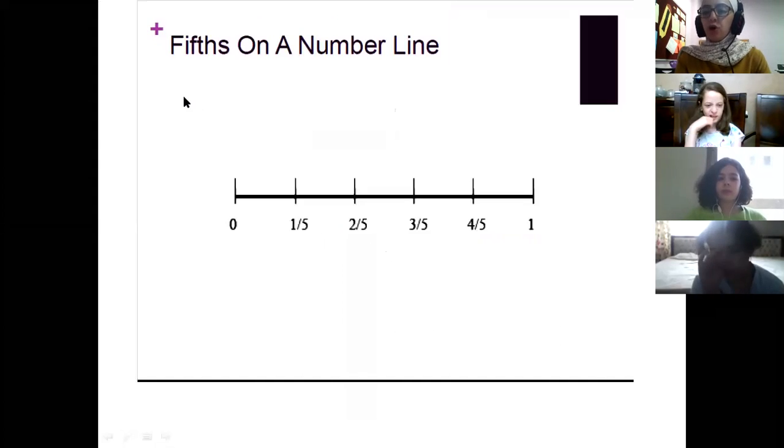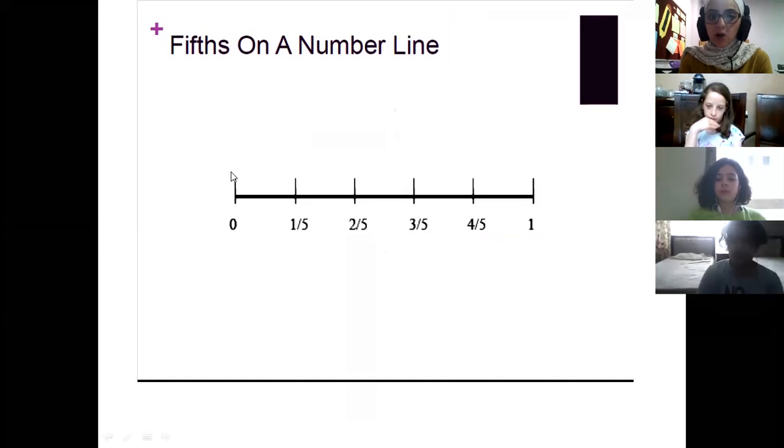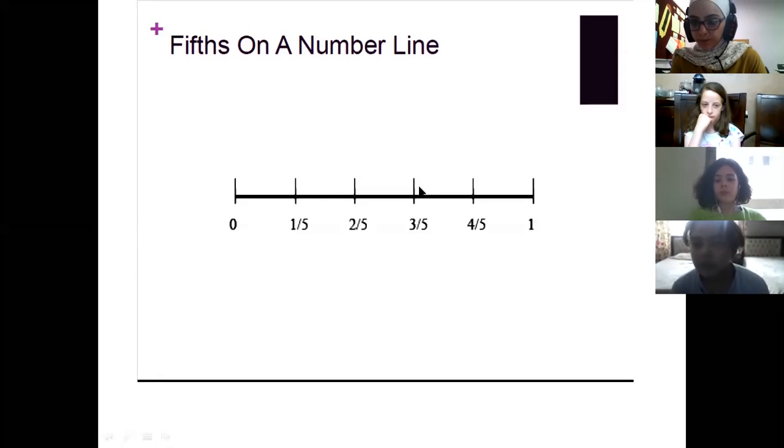This is fifths on the number line. Fifths means 5 parts on the number line. So you start to see all the number lines are between 0 and 1. Since it's fifths, we should have 1, 2, 3, 4, 5 parts on the number line. And as you see, all the parts are equal, the same. We can't have one small part and one very long part. No, all the parts on the number line should be equal.